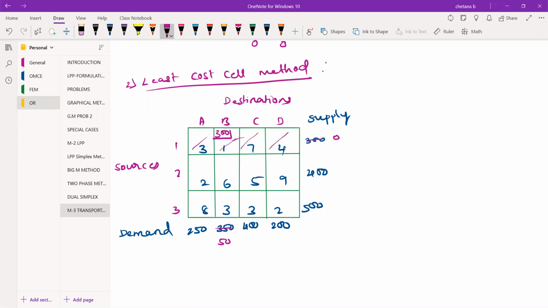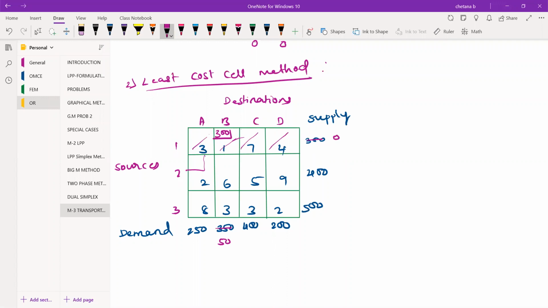This is eliminated. Similarly, out of 2, 6, 5, 9, 8, 3, 3, 3, 2, which is the minimum one, 2 is minimum. You have two places you can allocate anywhere. You can allocate at this cell or at this cell. You can see which is eliminated, that row or that particular column you need to eliminate. Okay, let me allocate here. You can allocate here and see when you're practicing.